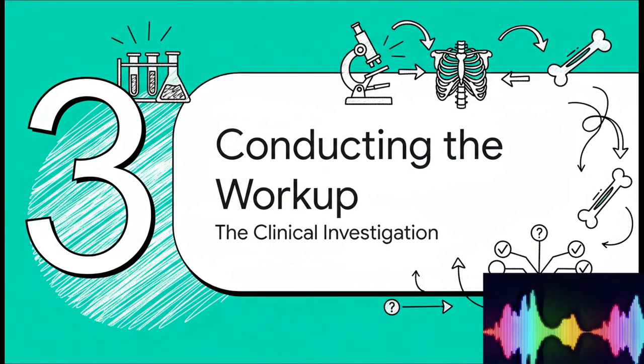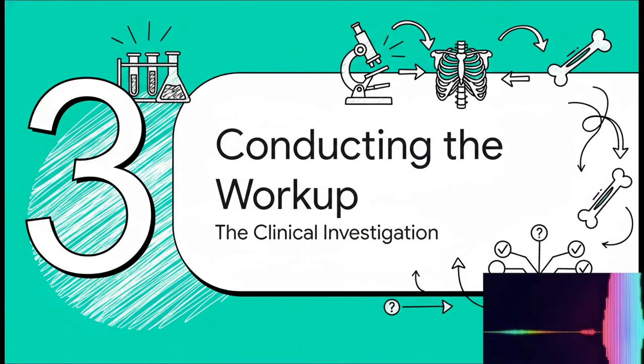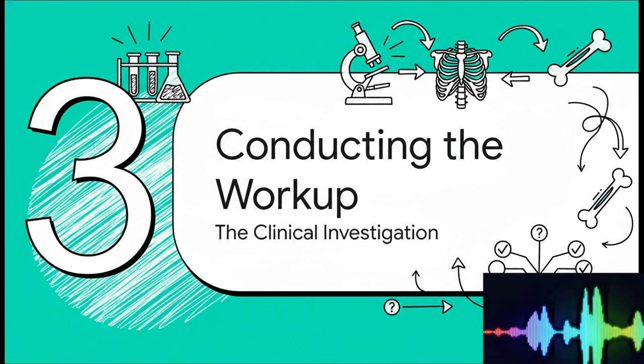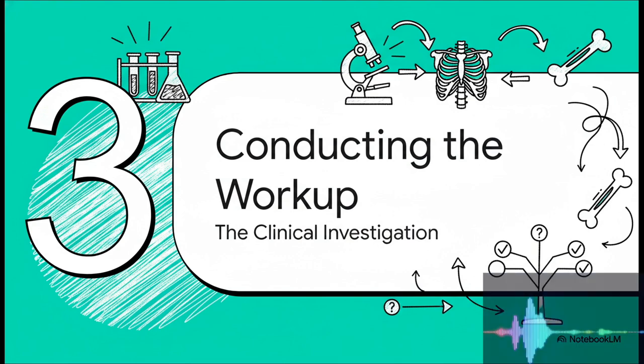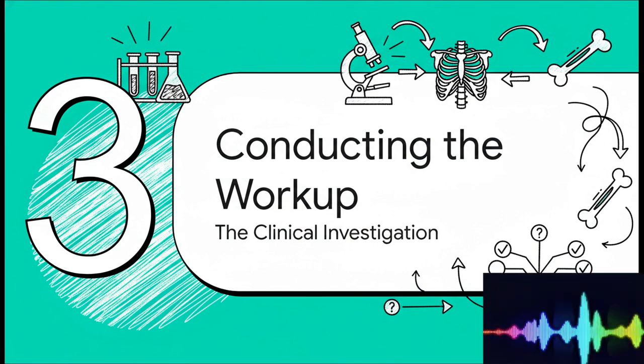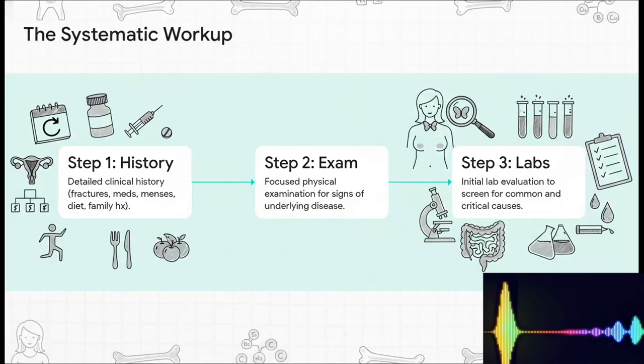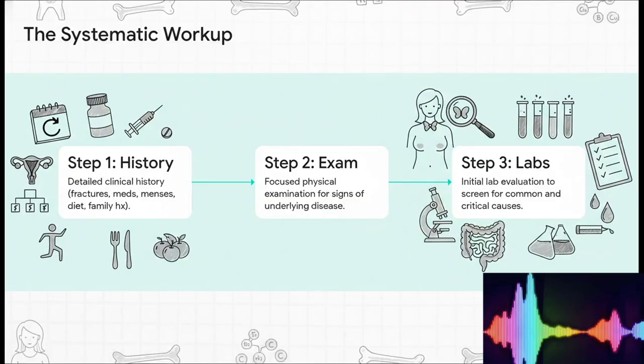Okay, so with that massive list of possibilities, how do we actually approach this in the clinic without going crazy and ordering a million tests? Well, we need a system. An organized, systematic approach is absolutely critical so we don't miss anything important. It all starts, as it almost always does, with a really, really good history.